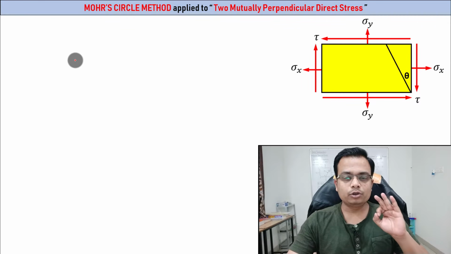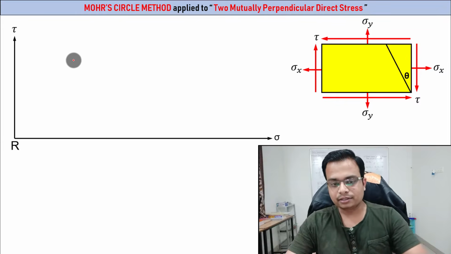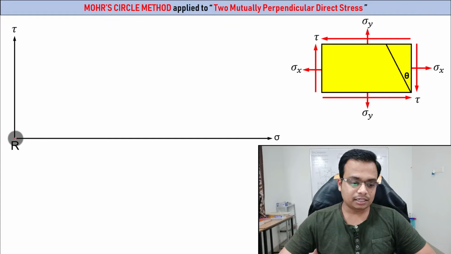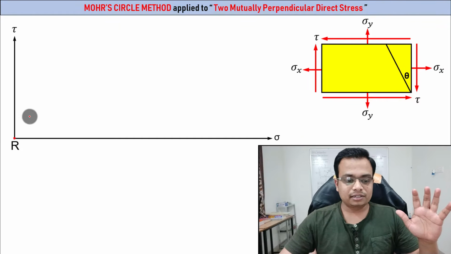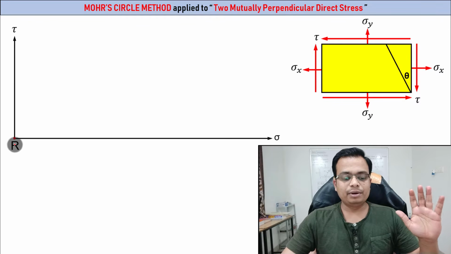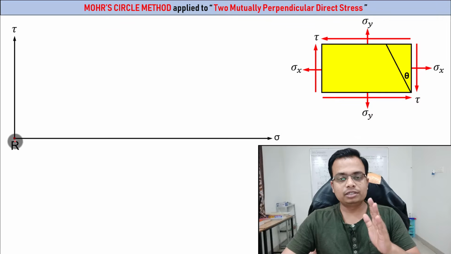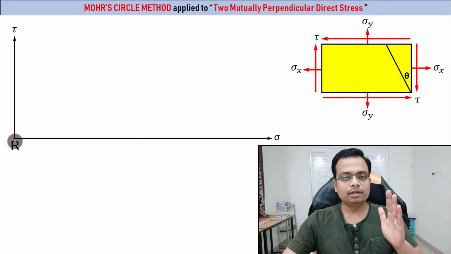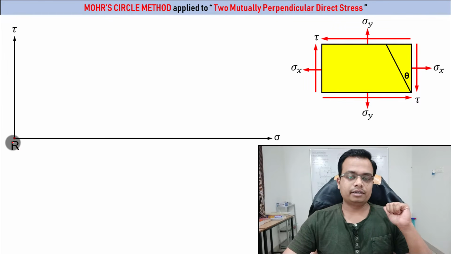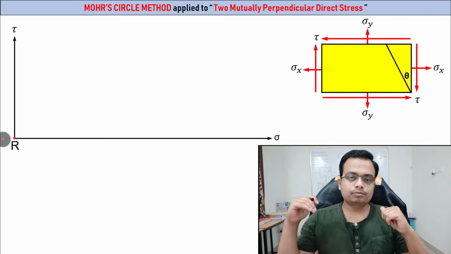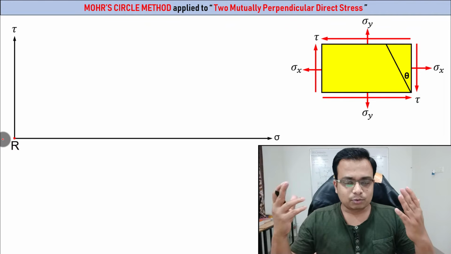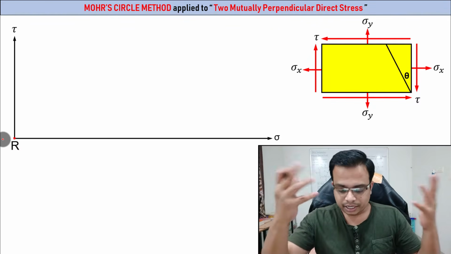So the first thing that you need to do is to draw a coordinate axis like this. And by the way, this R is the origin. So all the distances, be it the tangential stress or the normal stress, have to be taken with respect to R. If it is towards the right of R, take it as positive. If it is towards the left, take it as negative. Similarly, if it is in a direction upwards from R, you have to take it as positive, and if it is downwards, you have to take it as negative.